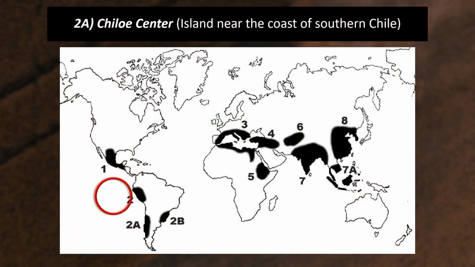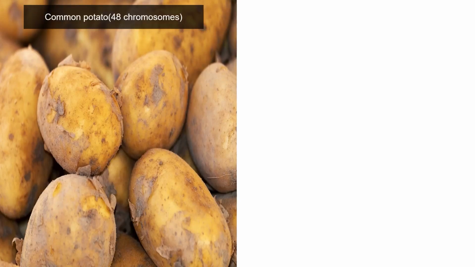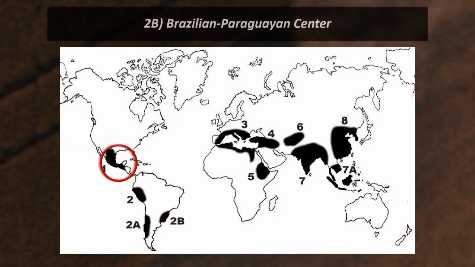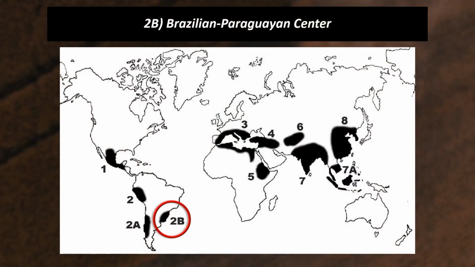When you look into that center of origin in this map, 2A, that's called the Chiloe center, that includes islands near the coast of southern Chile. The common potato of 48 chromosomes originated from here, right? Then strawberry also, right? So in 2B, we will see in this map, this is a part of the Brazilian-Paraguayan center. It is the origin of manioc, peanut, rubber tree, pineapple, Brazil nut, cashew, purple granadilla, right?